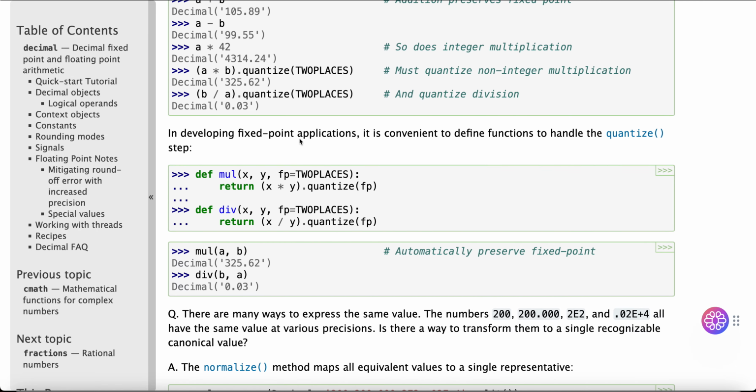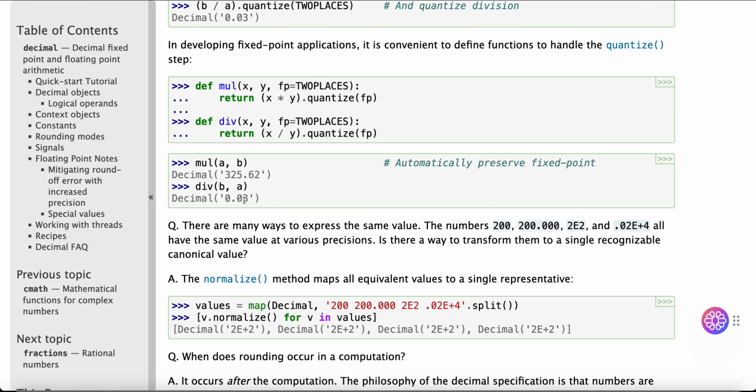In developing fixed-point applications, it is convenient to define functions to handle the quantize step: def mul(x, y, fp=TWOPLACES): return (x * y).quantize(fp). Likewise def div(x, y, fp=TWOPLACES). Then mul(a, b) and div(b, a).